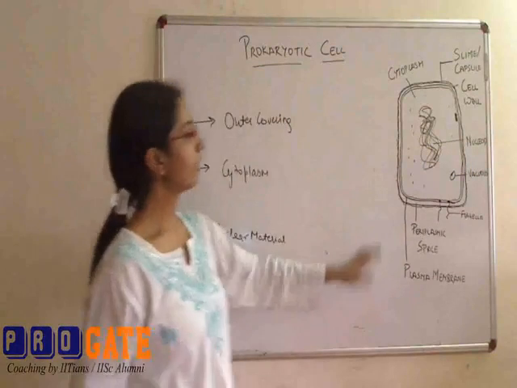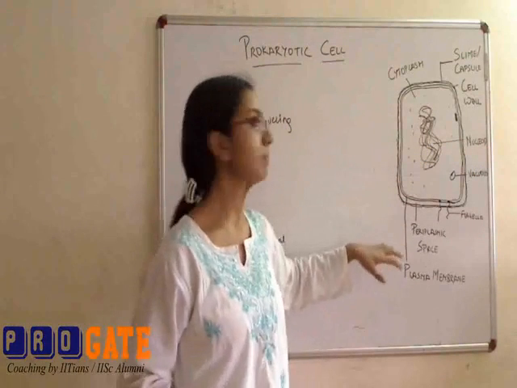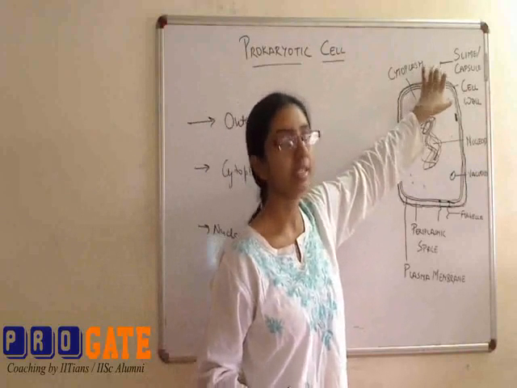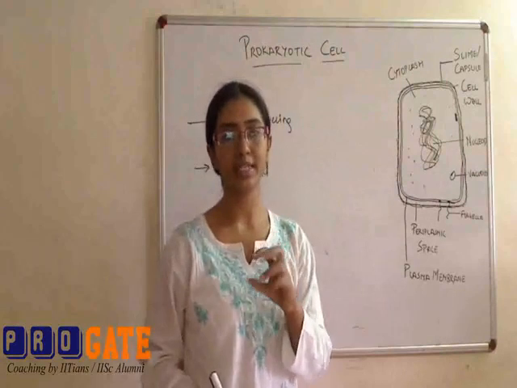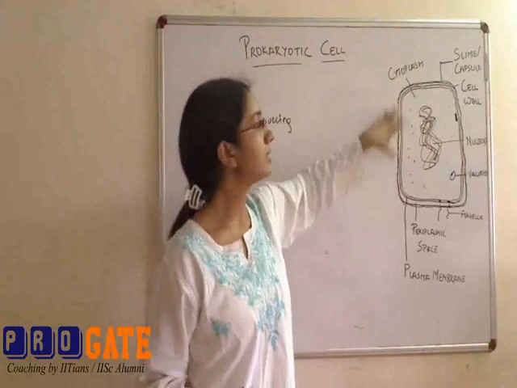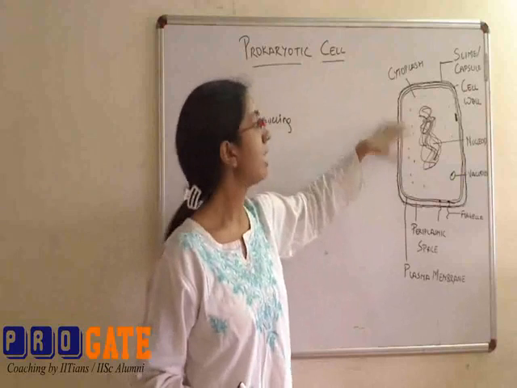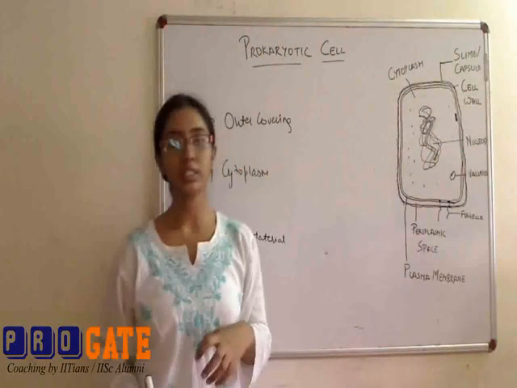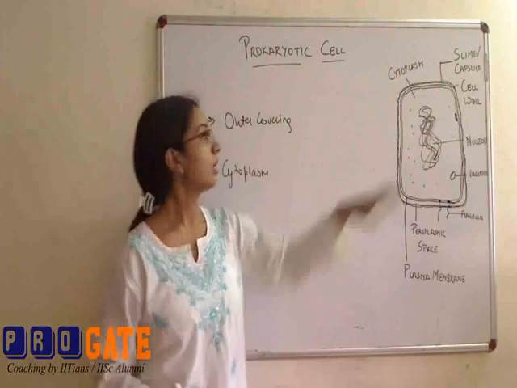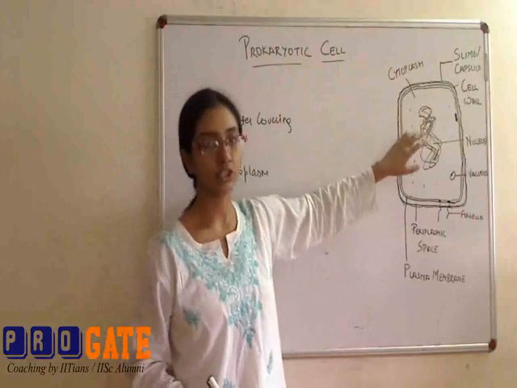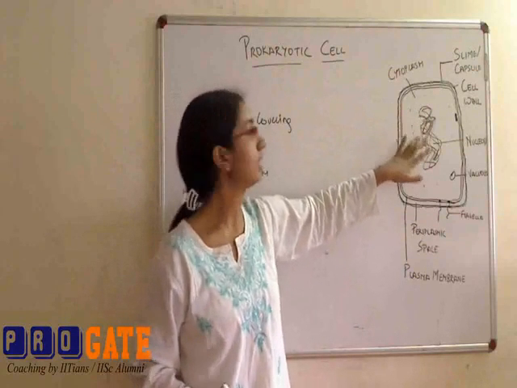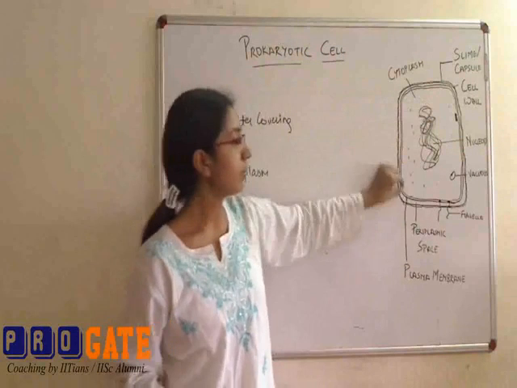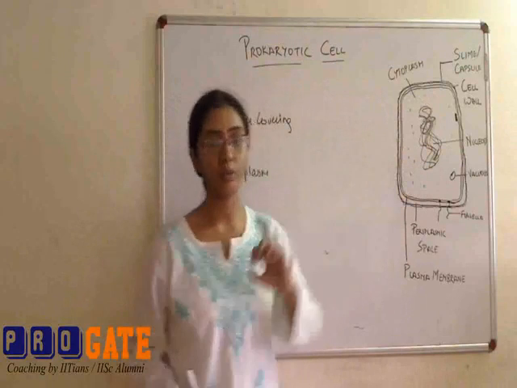As you see, I will name the basic parts of a prokaryotic cell. We have a slime or capsule at the outermost surface. This is basically a jelly-like material, which helps in attachment to surfaces. Inside the slime or capsule, we have the cell wall, which is the basic protection in the prokaryotic cell. It also provides shape and structure to the cell. Inside the cell wall, there is a plasma membrane, which is a bilayer that you already know about.